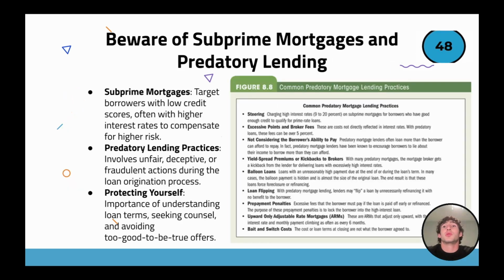So you also want to beware of subprime mortgages and predatory lending, where they target low credit borrowers at higher rates and exploit those borrowers. So many of these practices include unnecessary high fees, bait and switch schemes, and loans based on the home's value rather than your ability to pay. And here on the right are some examples of common predatory mortgage lending practices.